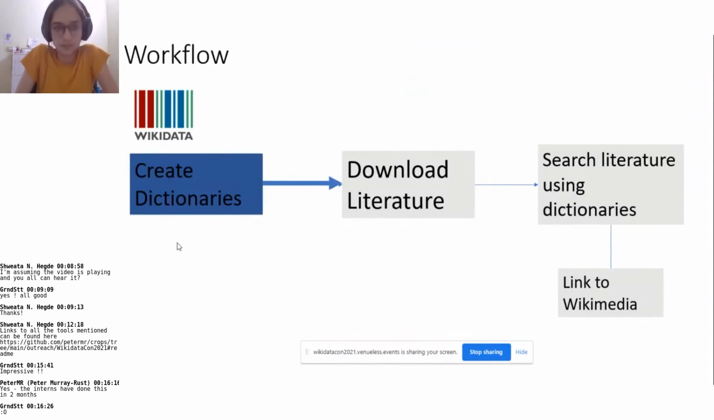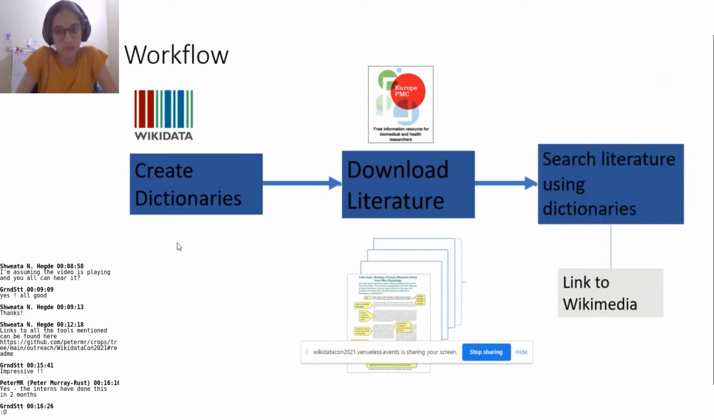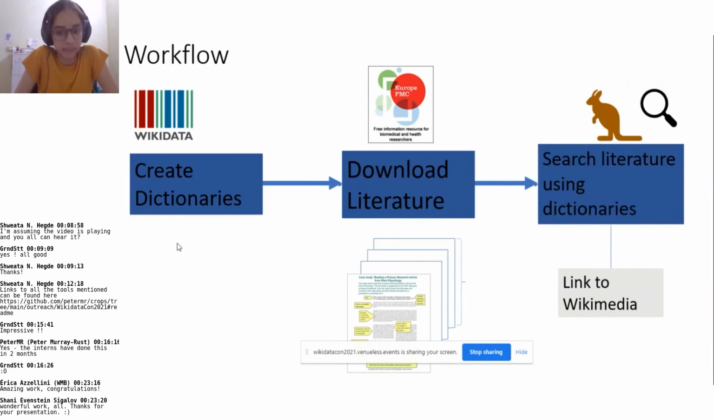We mostly use SPARQL queries to create these dictionaries, and we then download literature, hundreds or even thousands of papers, by using a tool called pygetpapers. And we then search the literature using these dictionaries to get full data tables, or dashboards, as we say, and also co-occurrences, which then link back to Wikipedia.